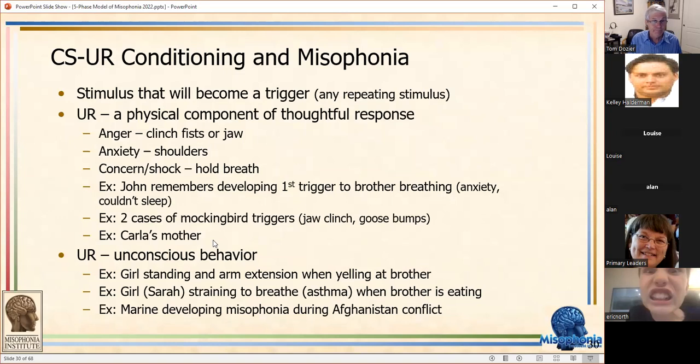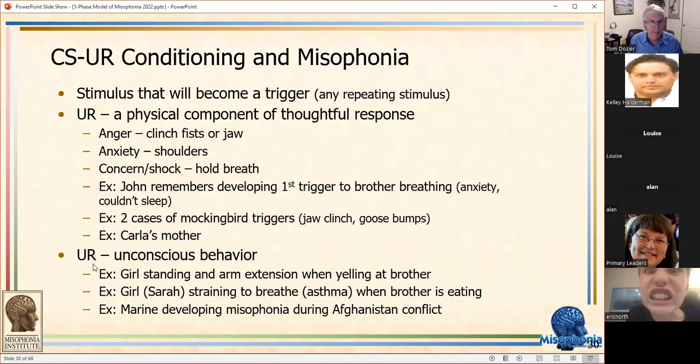Carla's mother was concerned that her daughter would develop a trigger to the clicking of the teeth of one of her brothers. Mother kept trying to get the boy to stop doing this. Carla didn't develop a trigger to that, but mother did. And then at the dinner table, mother was concerned that she could hear her father's chewing and was concerned that that would develop a trigger. And the daughter didn't develop a trigger to father. It was only to her brother, but mother developed a trigger to father chewing.